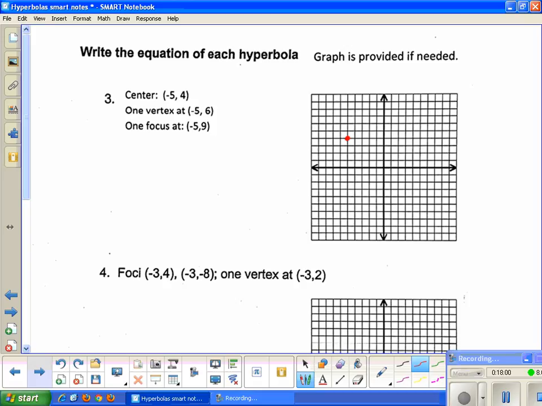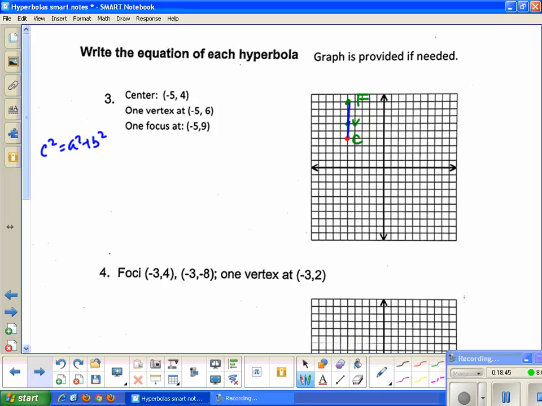And then it says that one vertex is at -5, 6. And the other vertex is, and the focus is at, so this is the vertex, and then this is the center, and we have the focus at -5, 9, which would be here. So that is going to give me my c value, the distance from here to here. So then for this, I know that c squared equals a squared plus b squared.